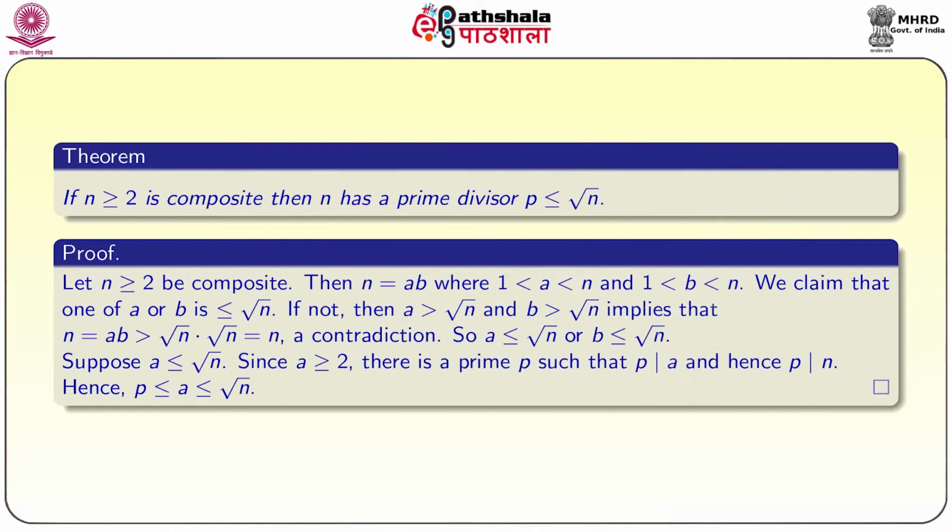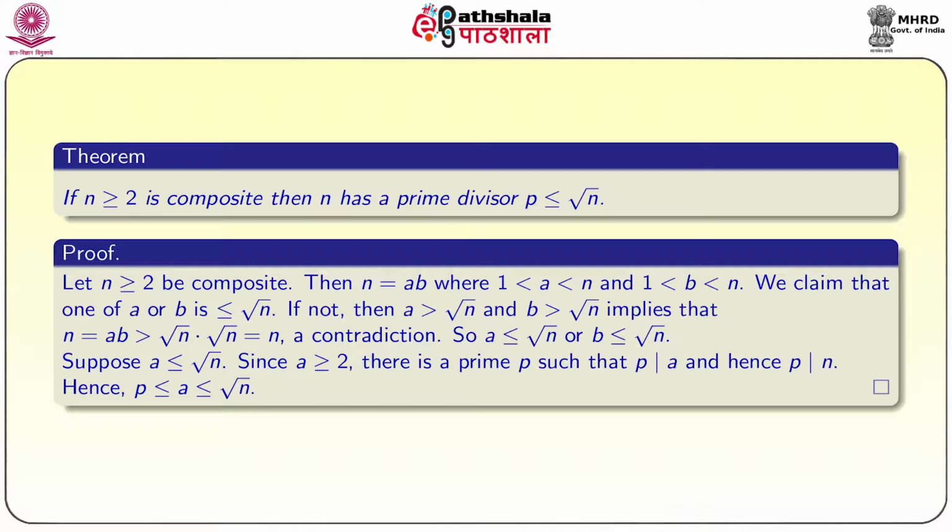Suppose a is less than or equal to root n. Since a is greater than or equal to 2, there is a prime p such that p divides a. This follows from the previous result. Hence, p divides n. So, we have a prime divisor p of n which is less than or equal to root n.